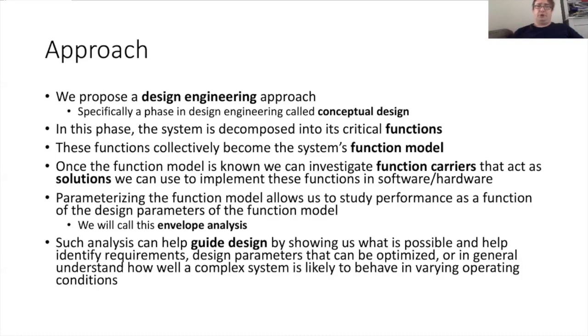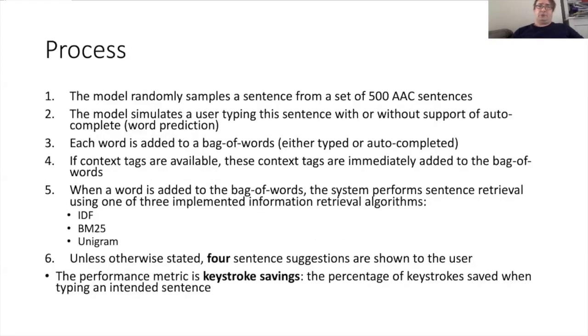Parameterizing the function model allows us to study the performance as a function of the design parameters of the function model. We will call this envelope analysis. Such envelope analysis can help guide design because it shows us what is indeed possible to achieve, it can help identify requirements, it can help identify design parameters that can be optimized, or in general, it can help us to understand how well a complex system is behaving under varying operating conditions. The process is a 6-step process.